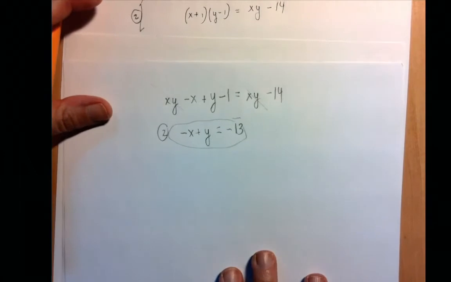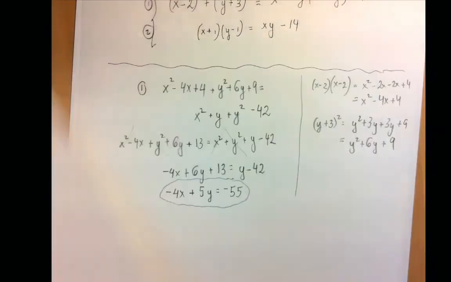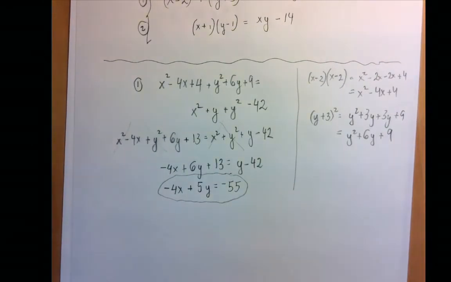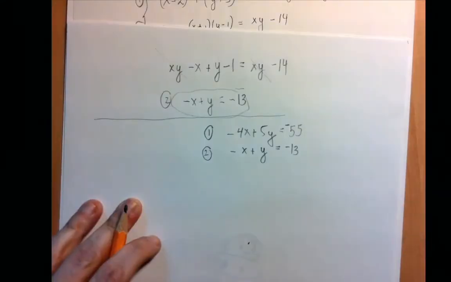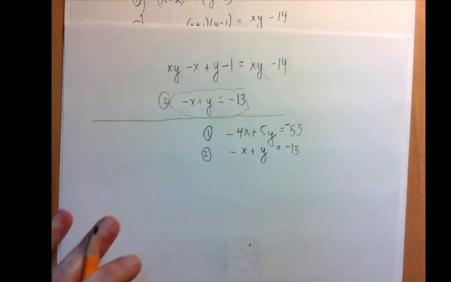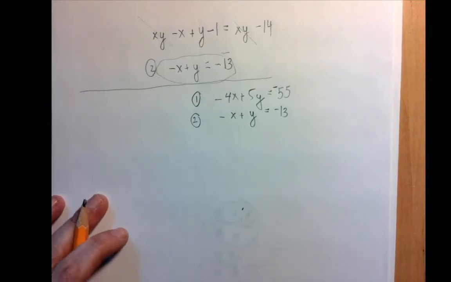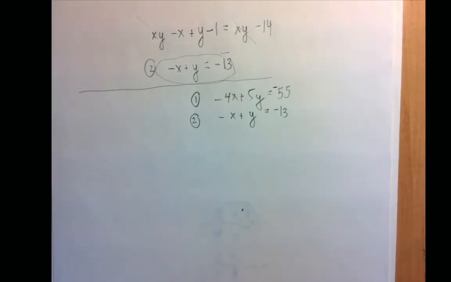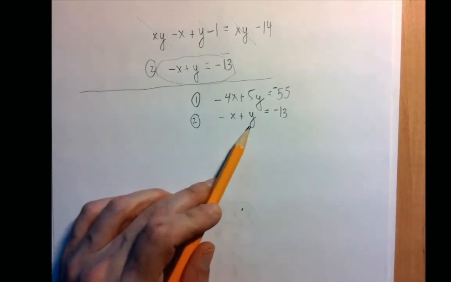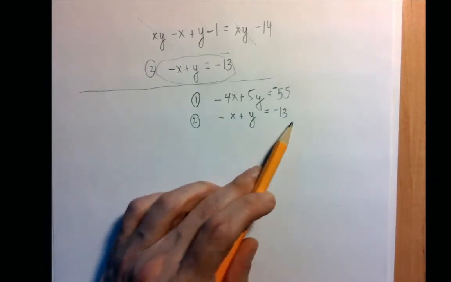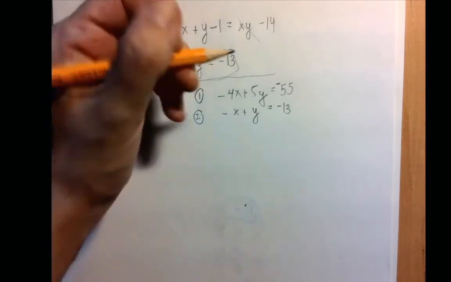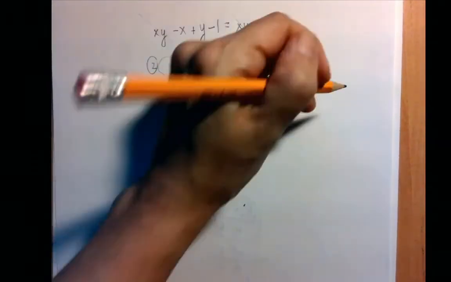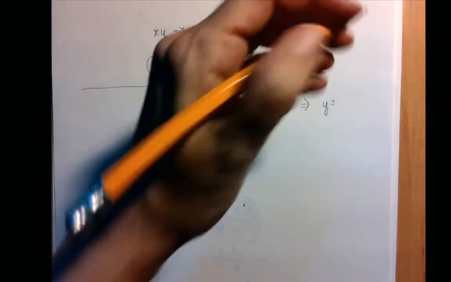So now we're dealing with a much friendlier system of equations. The first equation was negative 4x plus 5y equals negative 55. And the second equation, negative x plus y equals negative 13. And so this system is quite friendly. We can use substitution. For example, we can solve for y here. After we add x to both sides, y would be x minus 13. So let's do that, actually. From the second equation, we solve for y. Y is x minus 13.